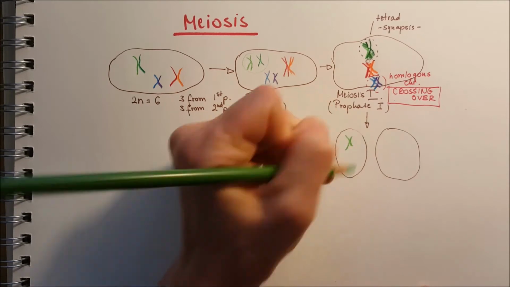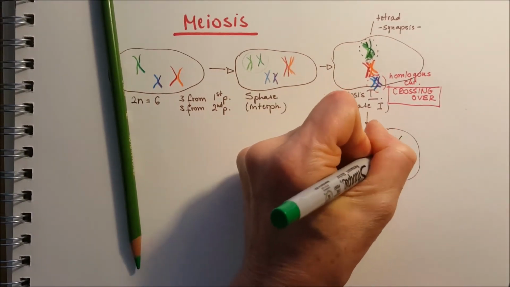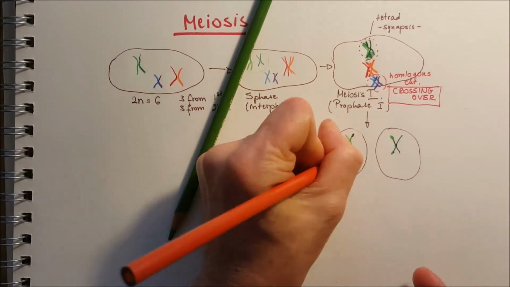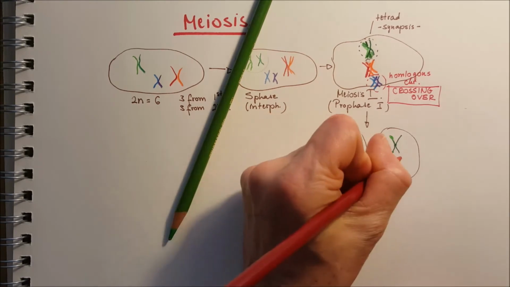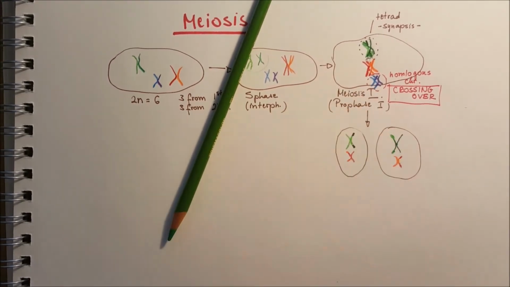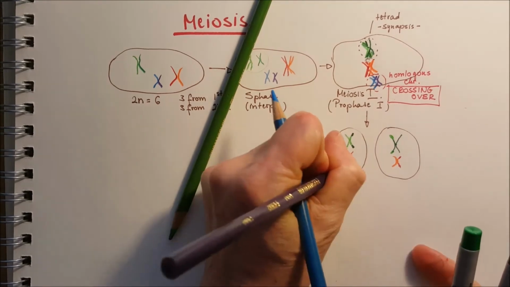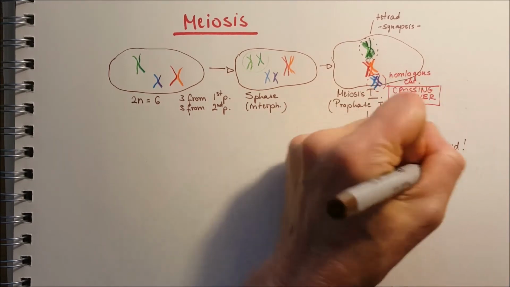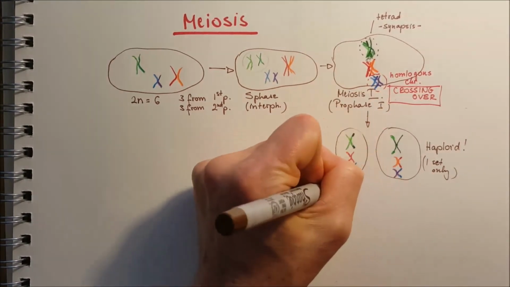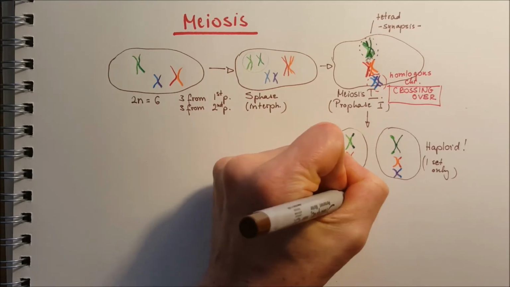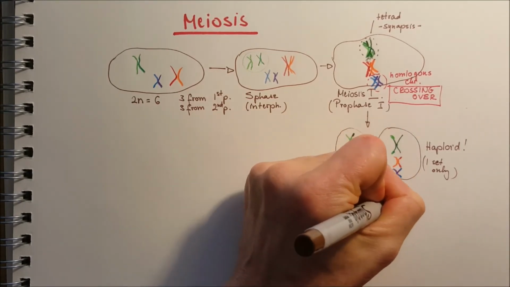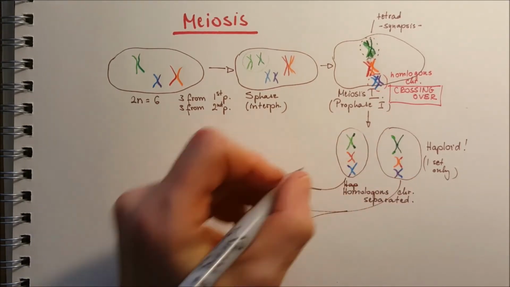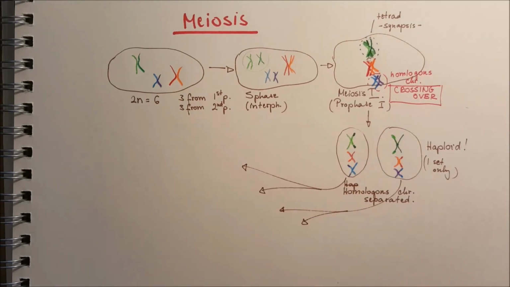So after that, at the end of meiosis 1, we will have 2 cells with chromosomes that contain 2 sister chromatids, and at this point during meiosis 1, the homologous chromosomes separated from each other. So we have haploid cells at this point because we have one set of chromosomes. And now each cell will divide into 2 again.